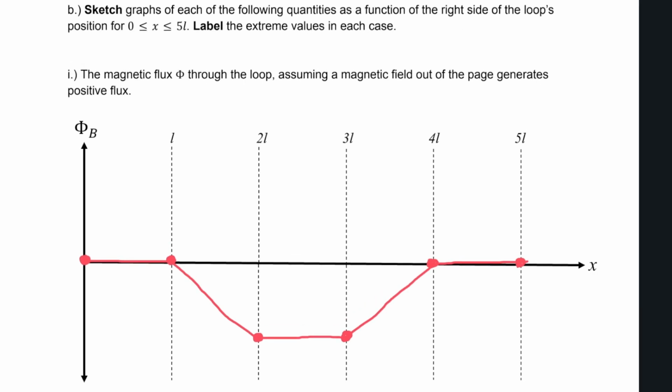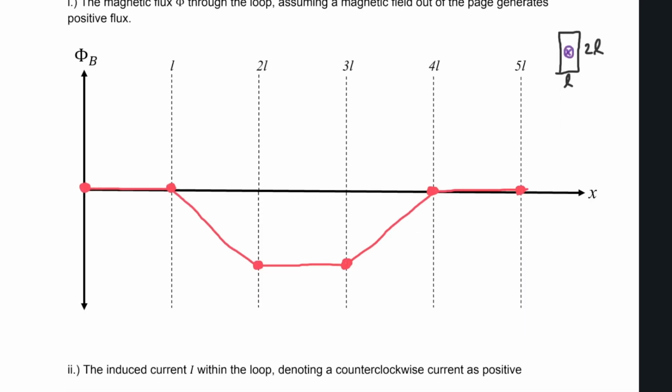Well, we were given that our rectangle was L by 2L, and we had a magnetic field B into the plane of the loop. So that just makes this value negative 2BL squared. Because the area of the rectangle is 2L squared, and there's a field B perpendicular to the entire loop.